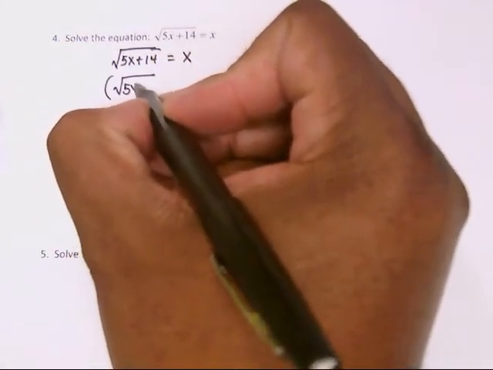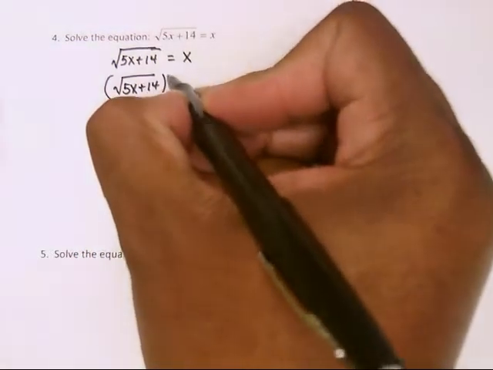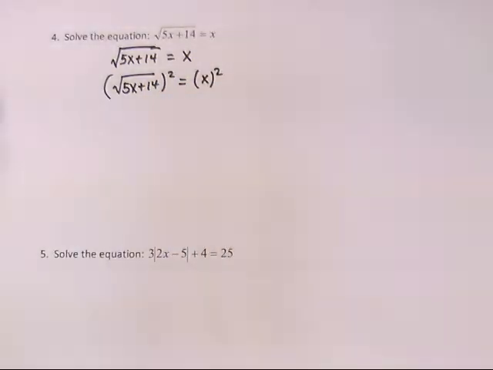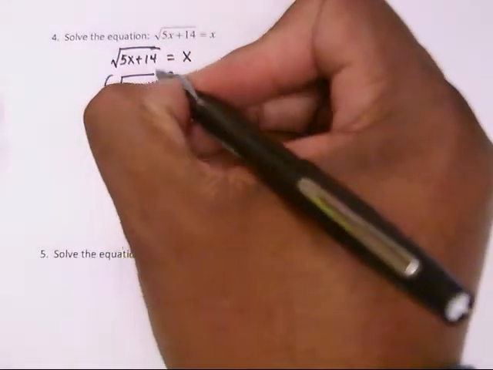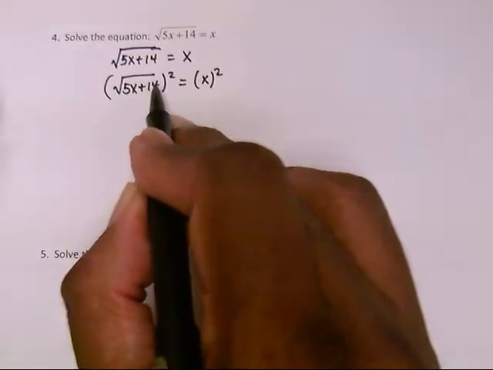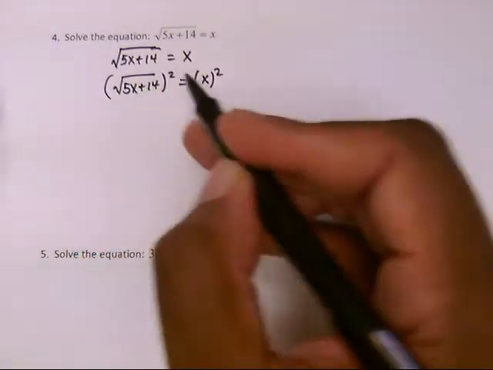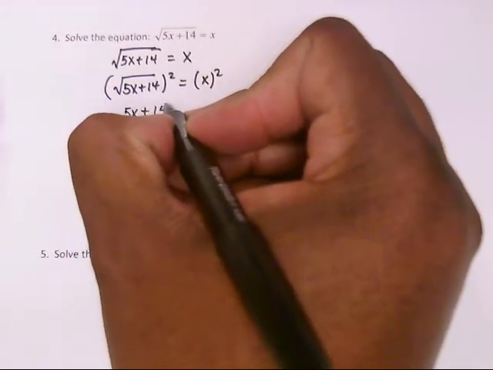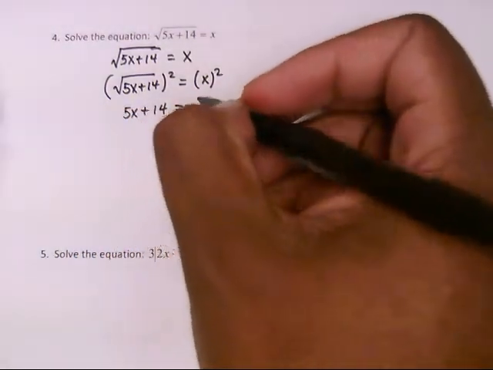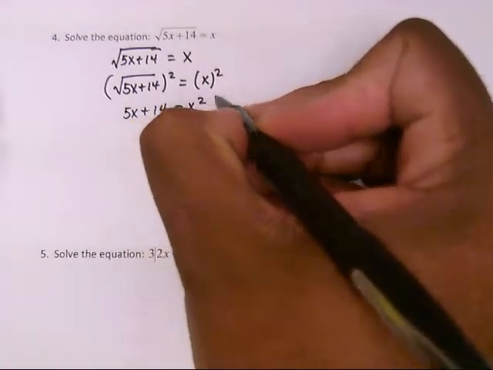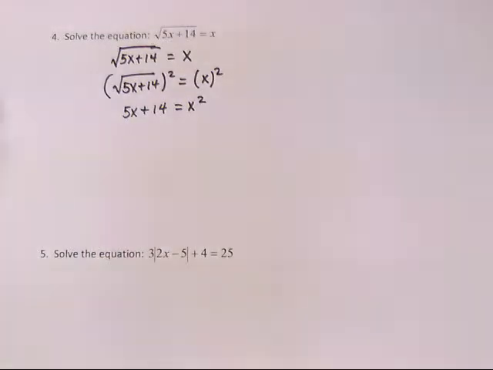So the square root of 5x plus 14 will be squared. The x will also be squared. So I'm squaring both sides of this equation. What's going to happen is I'm going to get rid of this radical. So the square root of 5x plus 14 squared is going to be what's underneath the radical, 5x plus 14. And then that's equal to x squared, because x squared, you get x squared.